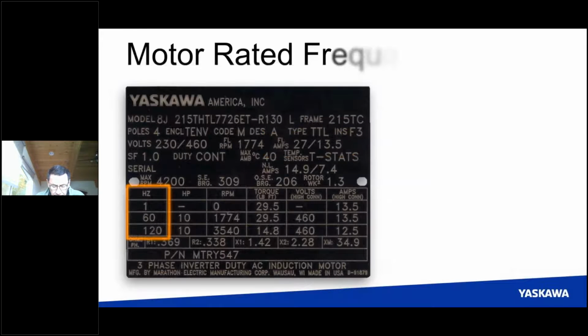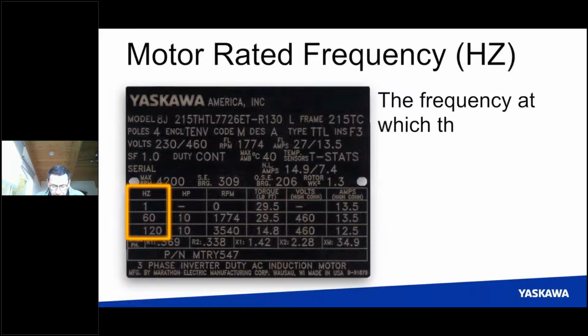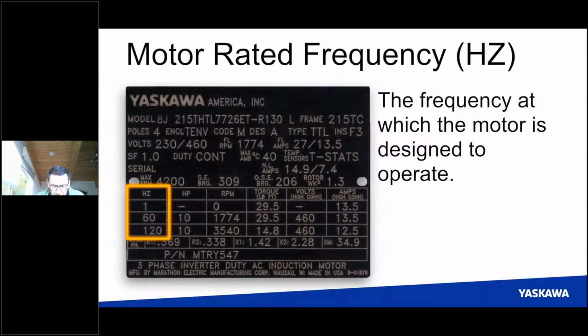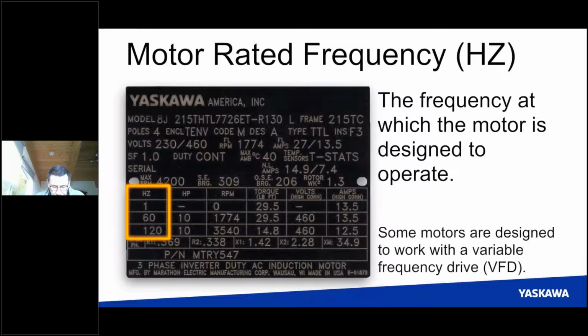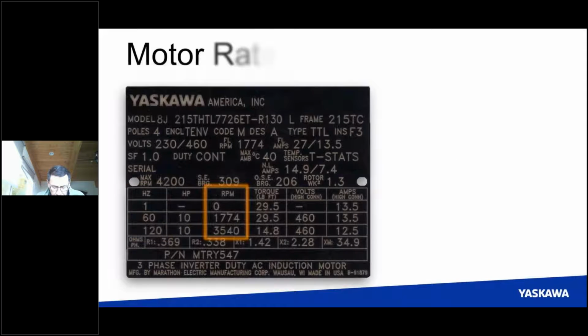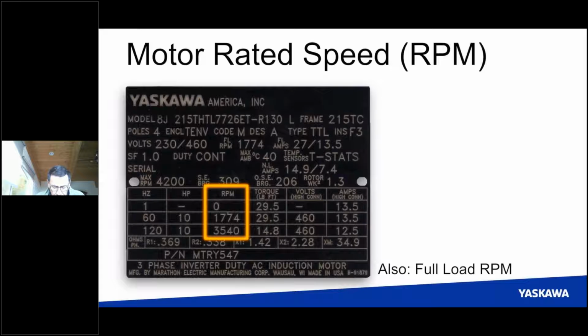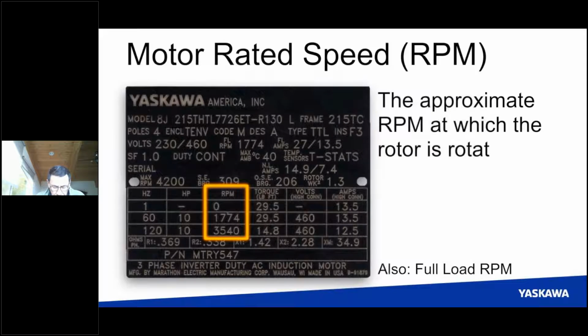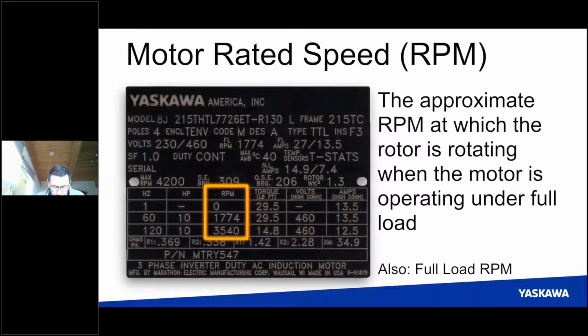The motor-rated frequency is the frequency at which the motor is designed to operate. In North America, the rated frequency is 60 Hertz. Some motors are designed to work with a variable frequency drive, or VFD. They are rated to run at different frequencies. Motor-rated speed, or full load RPM, is the approximate RPM at which the rotor is rotating when the motor is operating under full load. Motor-rated speed is expressed in revolutions per minute.